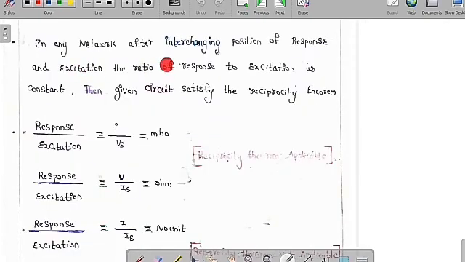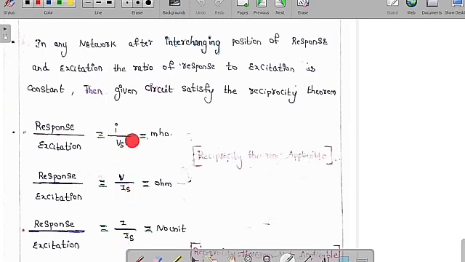In any network, after interchanging the positions of response and excitation, if the ratio of response to excitation is constant, then the given circuit satisfies the reciprocity theorem. So if you interchange the response and excitation and that ratio is still the same, we say the reciprocity theorem is satisfied, or that the network is a reciprocal network. Some examples are response to excitation as current by voltage or voltage by current, but not current by current or voltage by voltage.